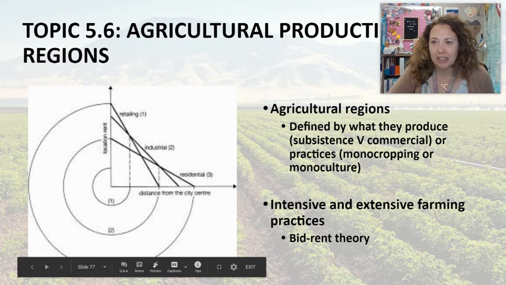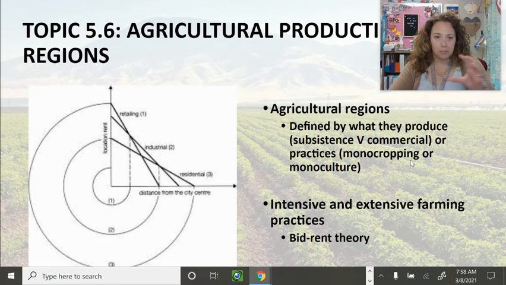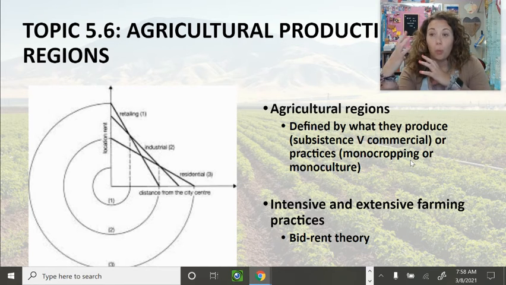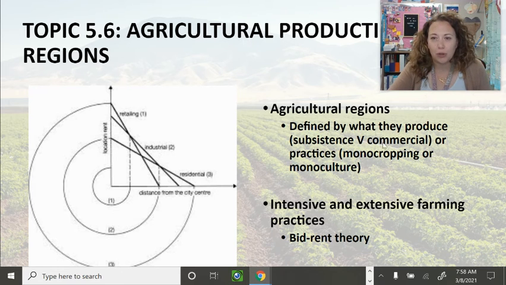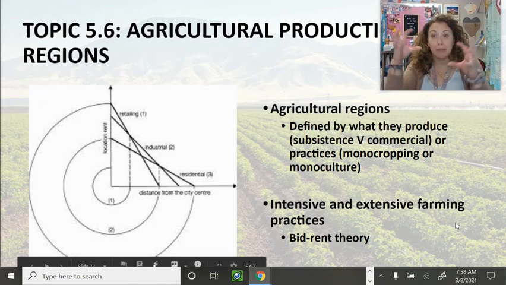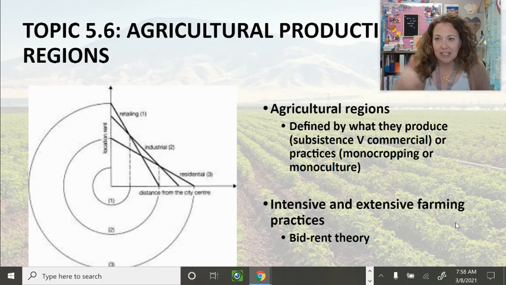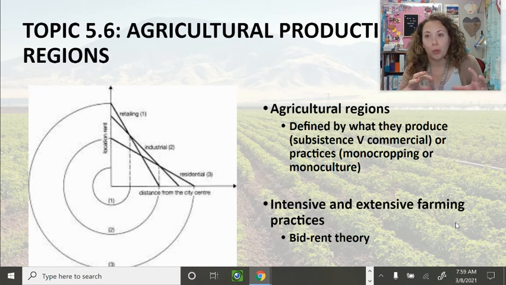Agricultural production regions. Oh, I lost my little mouse there. Okay. This is going to be more of an economics perspective of growing crops or having dairy and how that affects things. So you guys need to understand that agricultural regions are defined by what they produce or what practices are being used to produce it. And then intensive and extensive farming practices. Remember, intensive needs a lot of people. Extensive is going to be more like the cows do their own work. The cow walks itself to the field, or you have a herder with its sheepdog that does maybe the thing, but you don't need a ton of people.